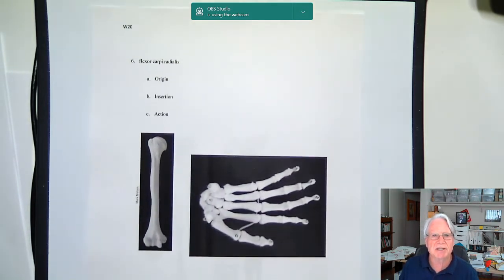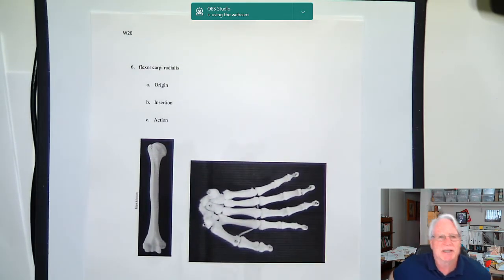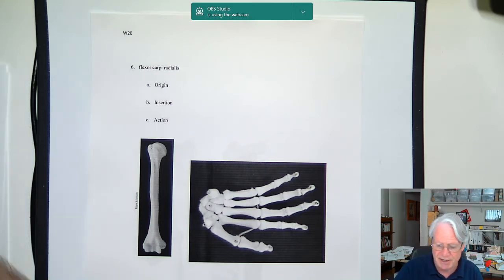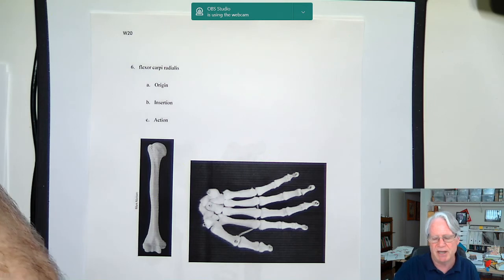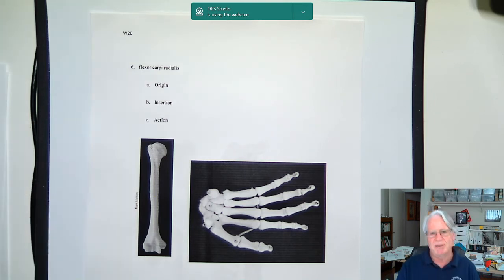So the next is the flexor carpi radialis, the flexor. So the first thing we know is that this is going to come off the medial side, right? It has to come off the medial side of the arm because we just did that experiment on ourselves and we found out that when you flex your wrist, the muscles on the medial side of your arm are going under tension, which means that they're contracting.